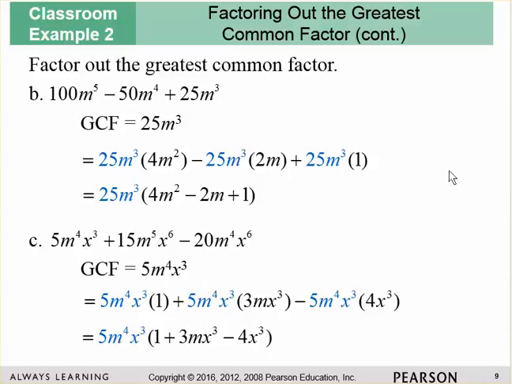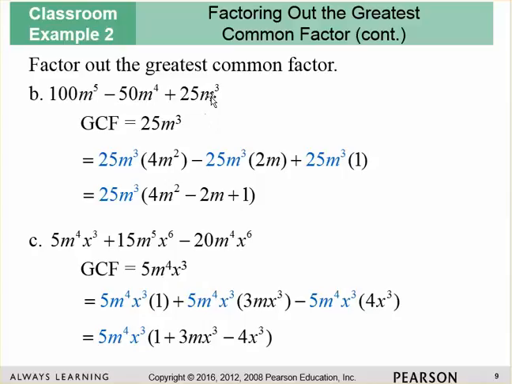More examples. Now notice in example B here, I actually have 3 different terms. So I want to find out what all 3 of them have in common. Coefficient-wise, I've got 100, 50, and 25. And 25 is a factor in each one, so that's going to be the largest one. If you start with the smallest number, you can check to see if it divides evenly into the other 2. In this case, it does.